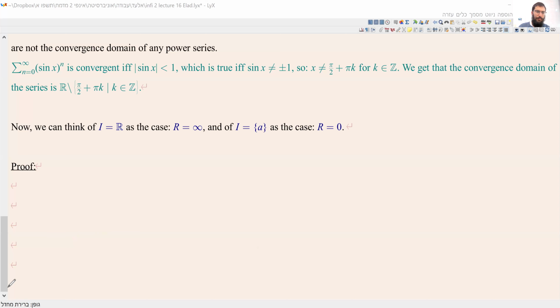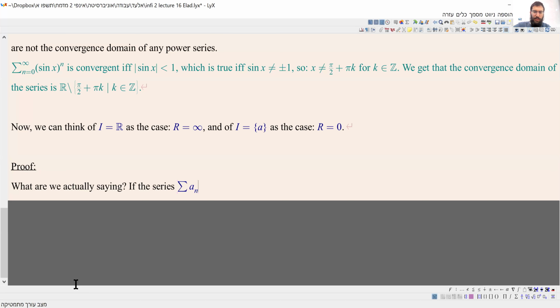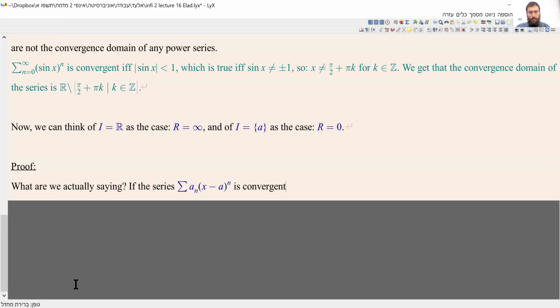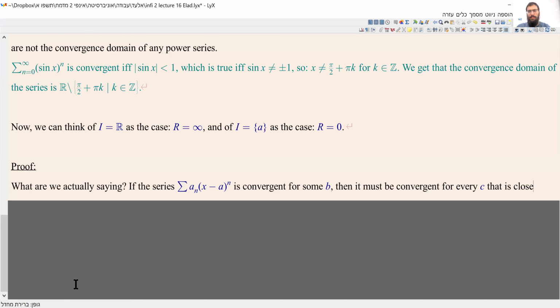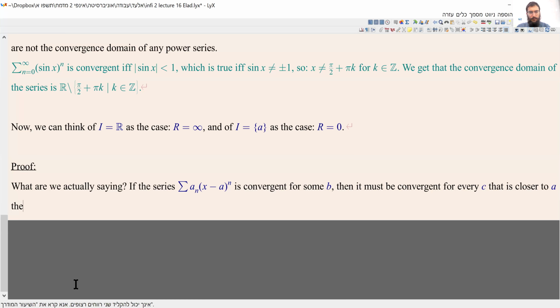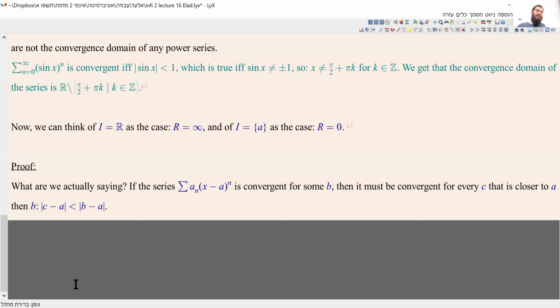What are we actually saying? If the series sum of a_n times (x minus a) to the power of n is convergent for some b, then it must be convergent for every c that is closer to a than b, meaning that the distance between c and a is strictly smaller than the distance between b and a.